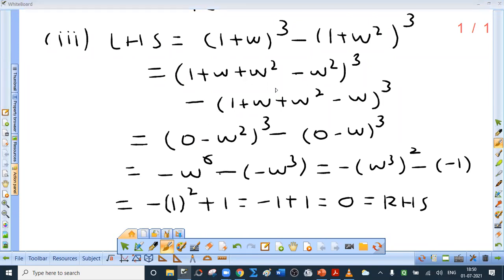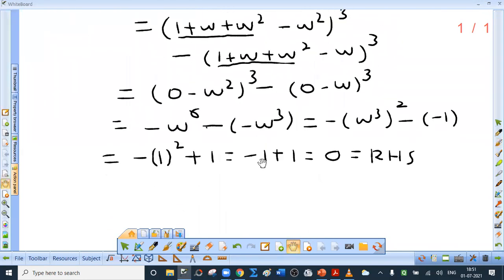You are not supposed to write this directly. You are supposed to mention this. This step is required.